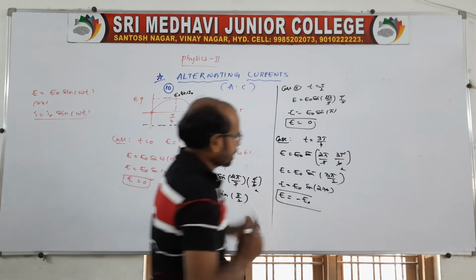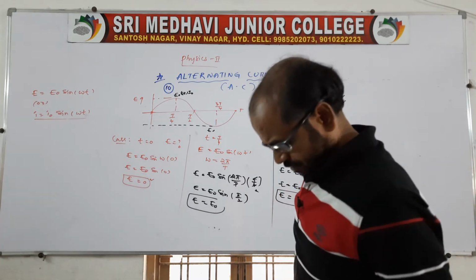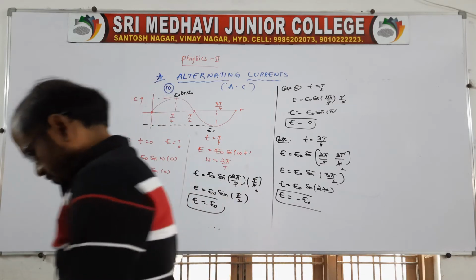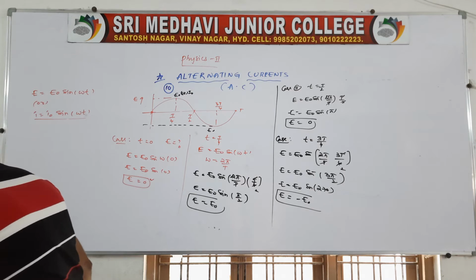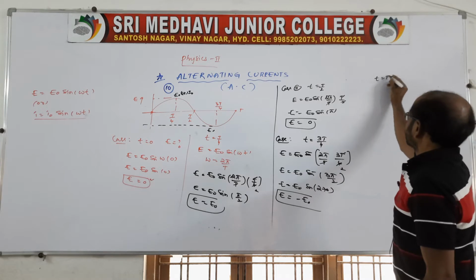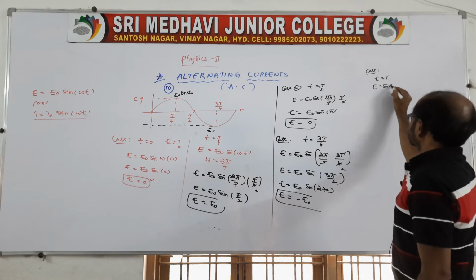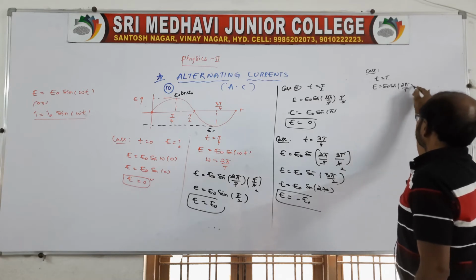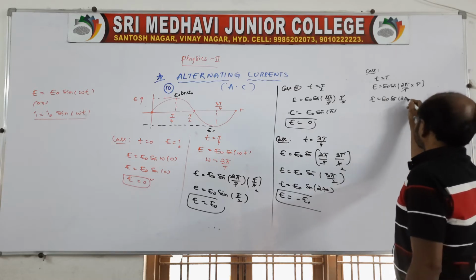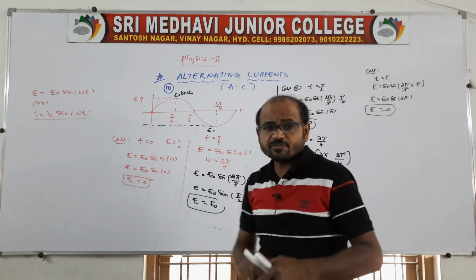Now go for the last one. Small t is equal to capital T. This is the last case. So E is equal to E naught sin 2 pi by capital T into capital T. So this cancels. E is equal to E naught sin 2 pi. Of course 2 pi is nothing but 360, which is again 0. So like this we can say this is the verification of alternating current.